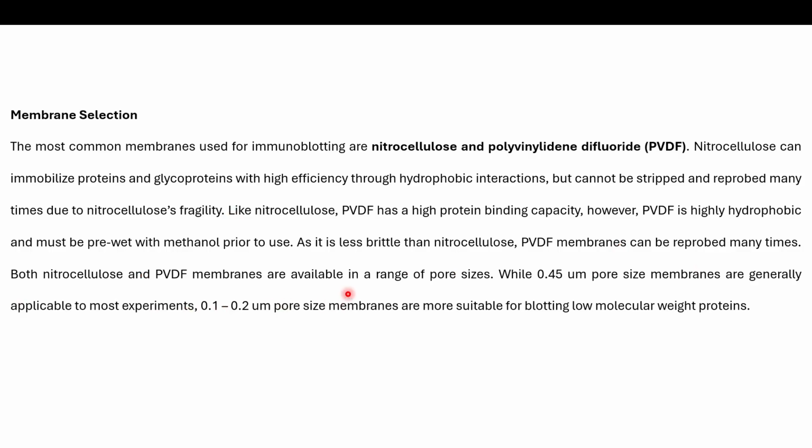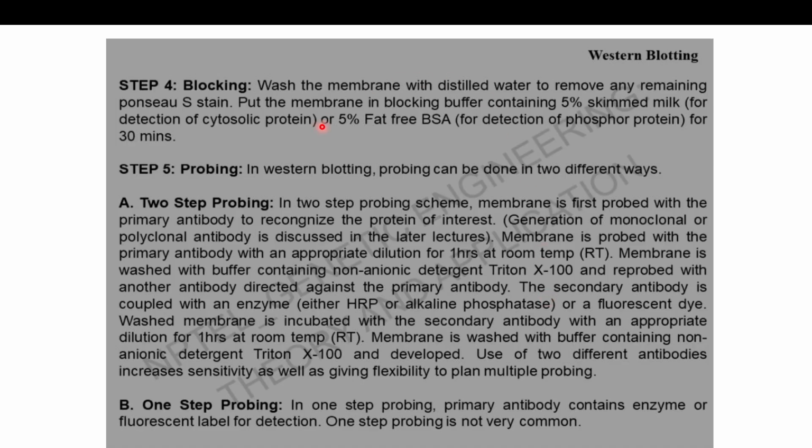Both these membranes are available in a range of pore sizes. While 0.45 micrometer pore size membranes are generally acceptable in most experimental conditions, 0.1 to 0.2 micrometer pore size membranes are more suitable for blotting low molecular weight proteins. Then there's something called blocking, where we wash the transfer membrane with water to remove any non-specifically bound contaminants.